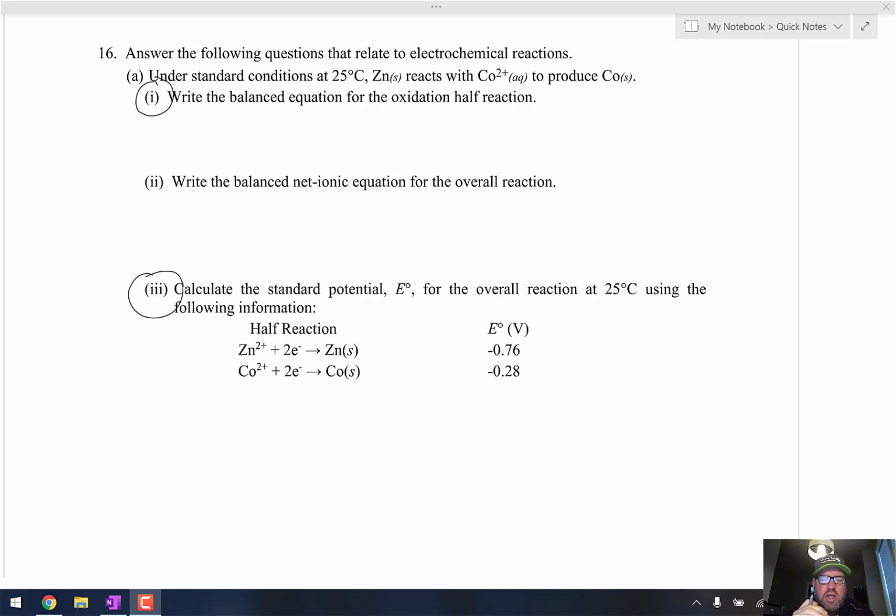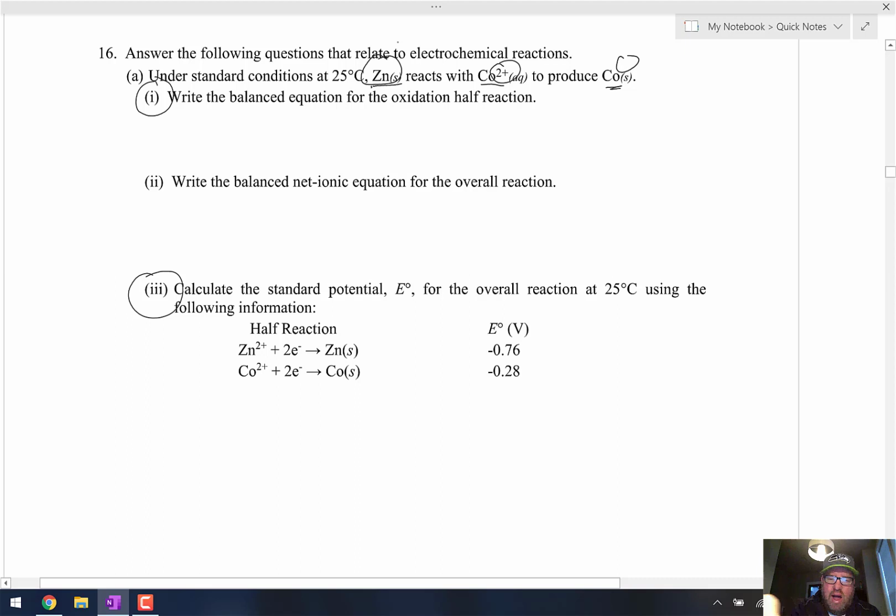Looking at this question right here, we can see that zinc reacts with cobalt 2 plus to produce regular cobalt. That means cobalt is going from a positive 2 oxidation number to a 0 oxidation number. So therefore it is being reduced, and therefore zinc is the one that's going to be oxidized.